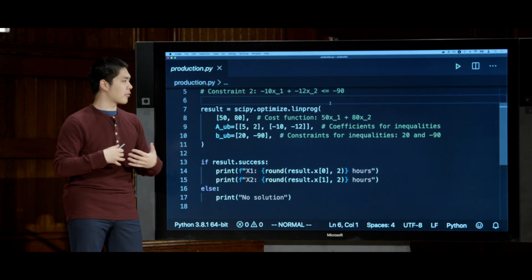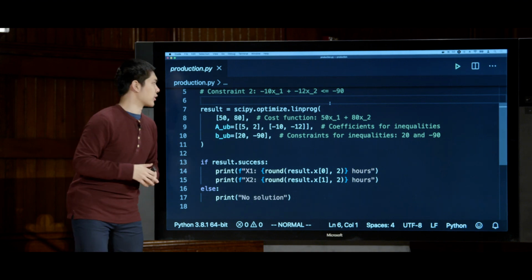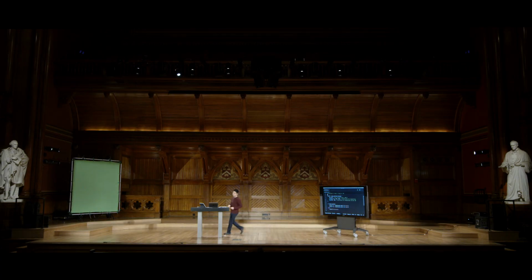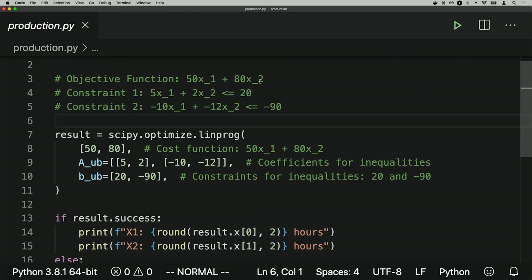And then I provide all of the constraints. The constraints, and I wrote them up above in comments, are: constraint 1 is 5x1 plus 2x2 is less than or equal to 20. And constraint 2 is negative 10x1 plus negative 12x2 is less than or equal to -90.